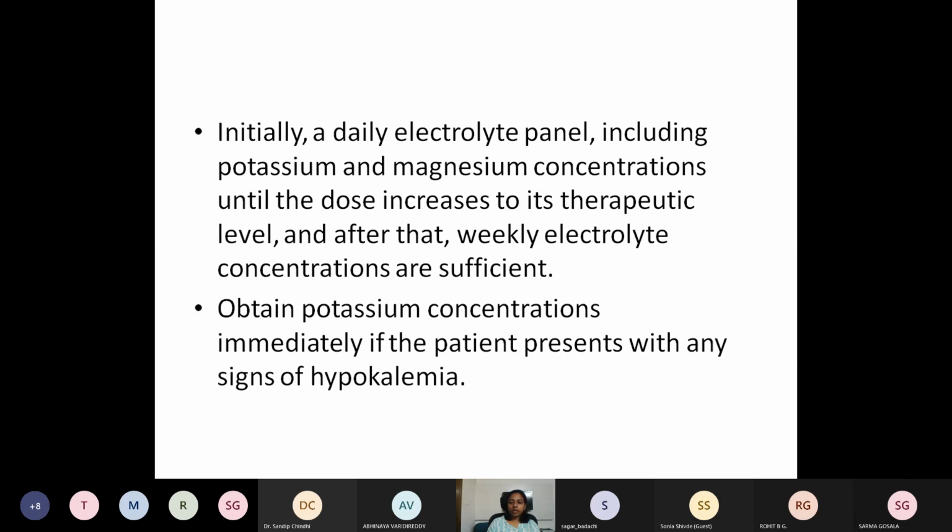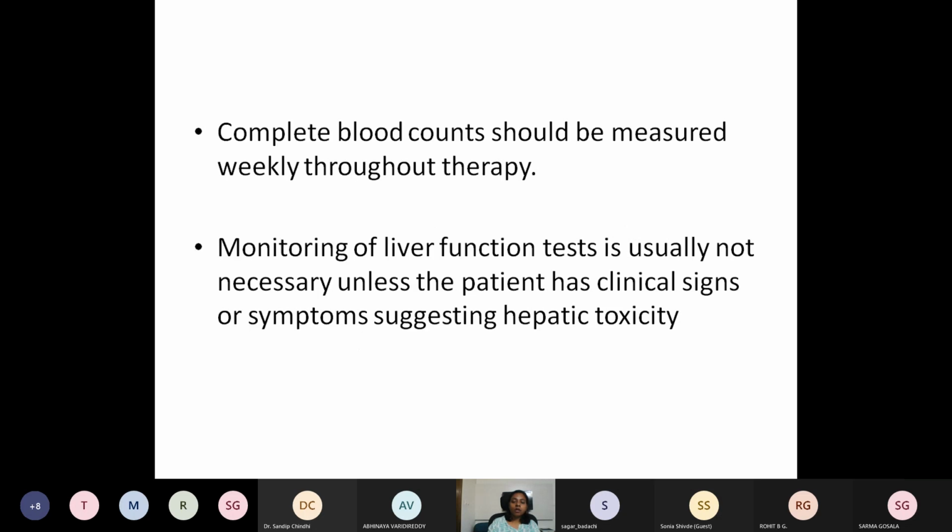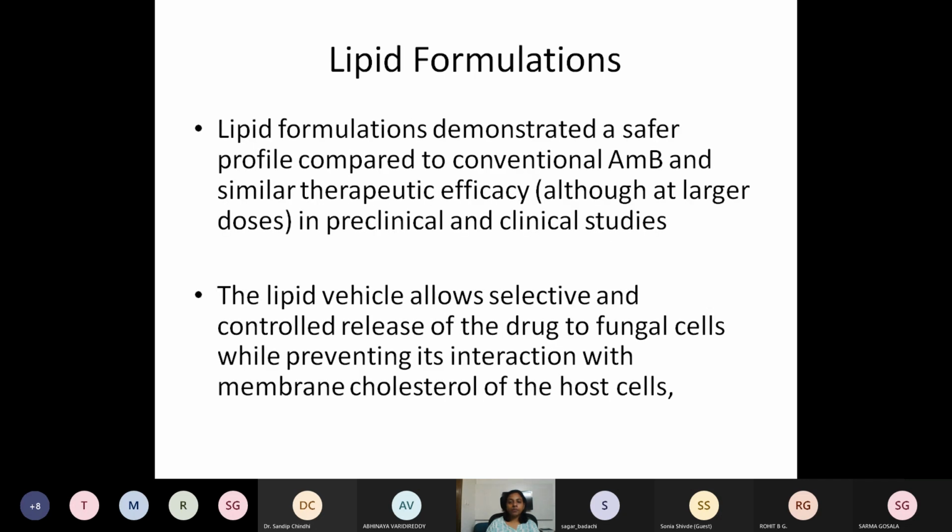Initially, the electrolytes have to be checked daily, including potassium and magnesium, and after that, if it is stable and has not changed, if it remains normal, you can do it weekly after that. If the patient has any clinical signs of hypokalemia, it is important to obtain potassium concentrations immediately. Complete blood count should be measured weekly. Liver function tests are not considered important to be monitored because hepatic dysfunction is not very common. However, if there are any clinical signs, it needs to be checked immediately.